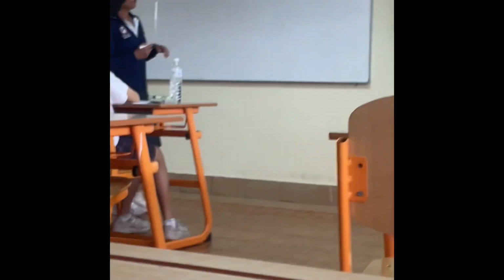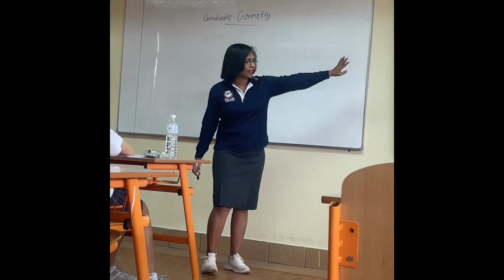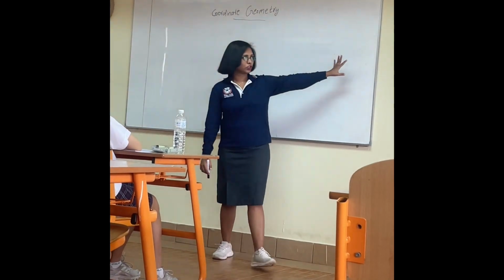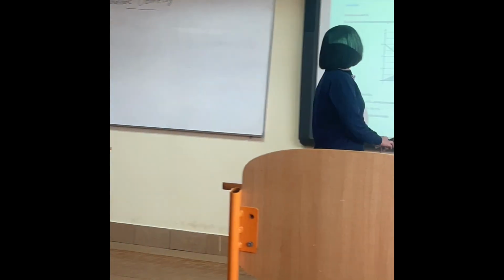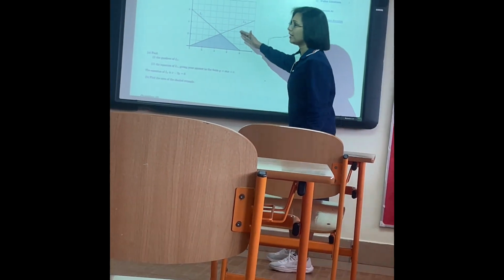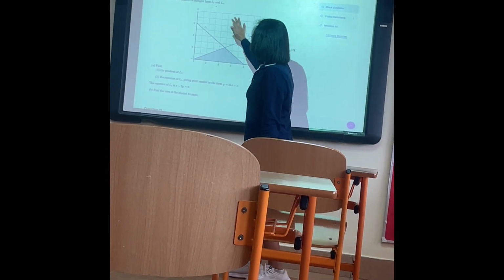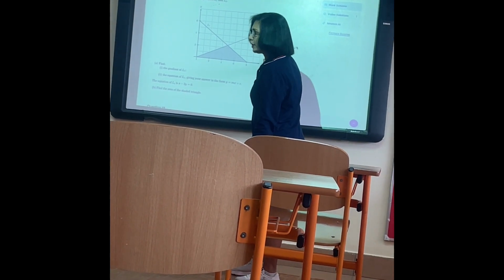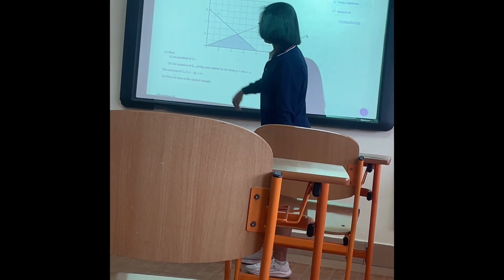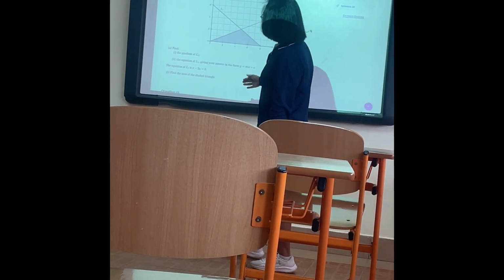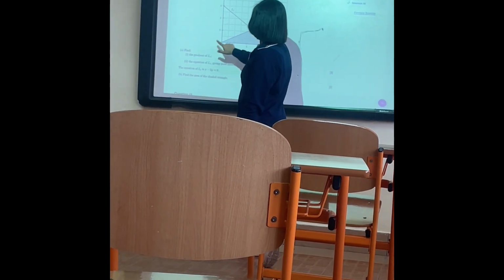Okay, so here is the diagram in the projector. We have two lines, L1 and L2, and they give you the lines in the coordinate plane. There is the x-axis and y-axis, and they ask you to find the gradient of L1.